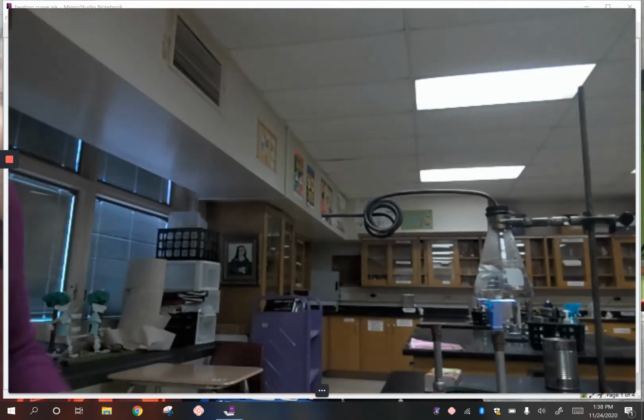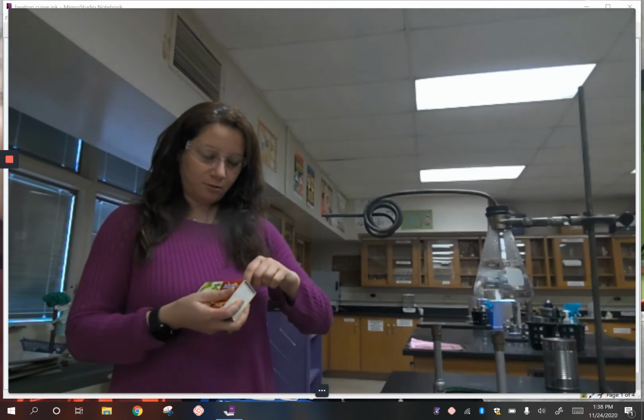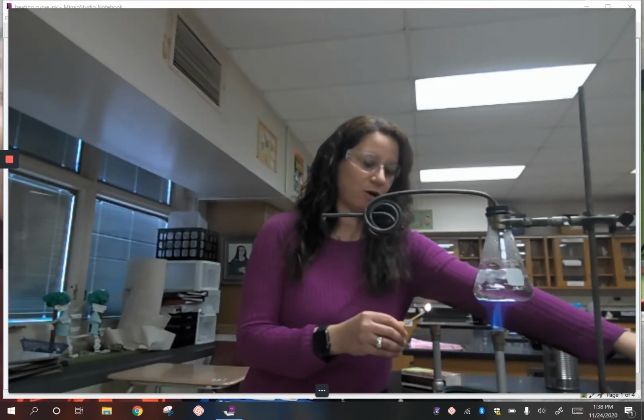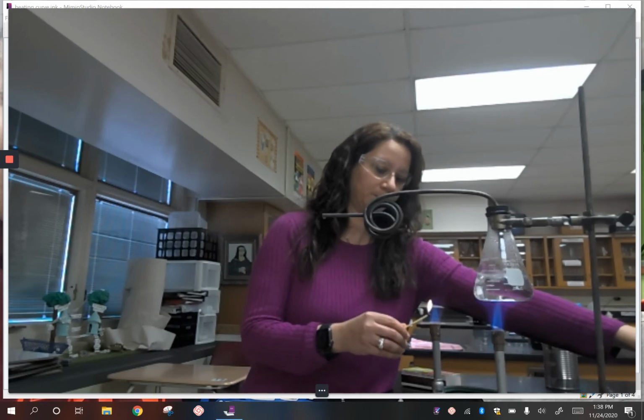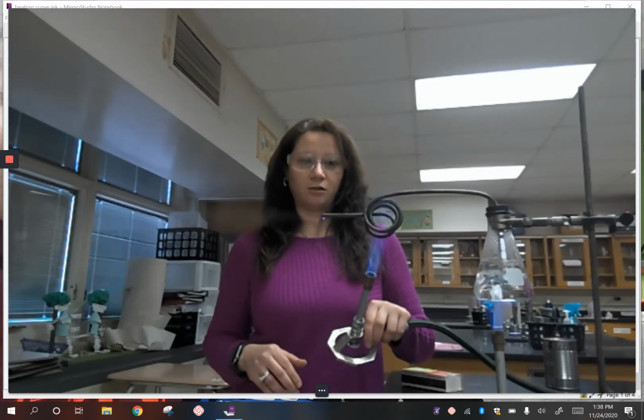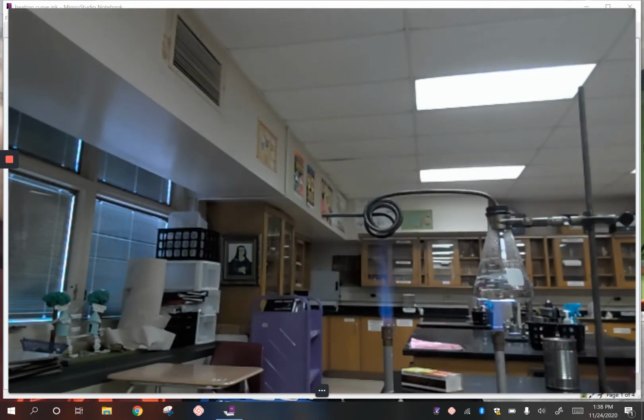So what I'm going to do next is I'm going to light another Bunsen burner, and I'm going to heat up my gas that is trapped in that copper tube. So I'm going to go ahead and heat this up. And I'm going to go real quick grab a piece of paper to show you how hot that gas is.